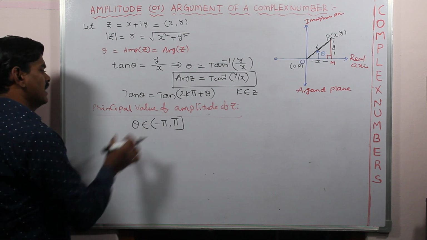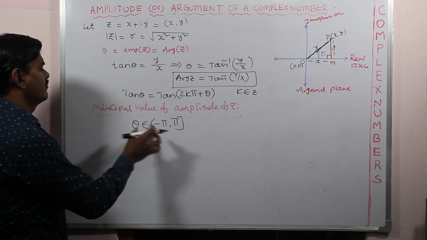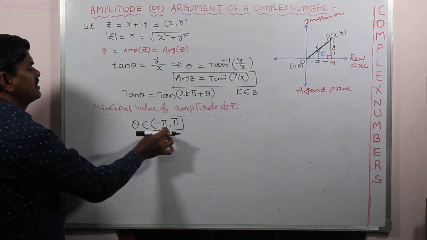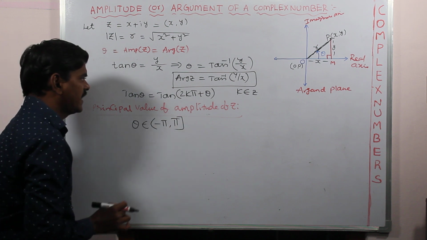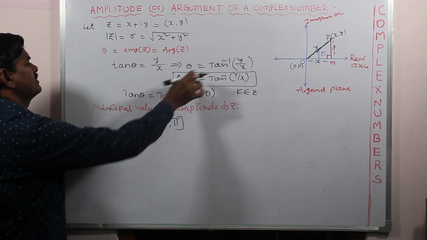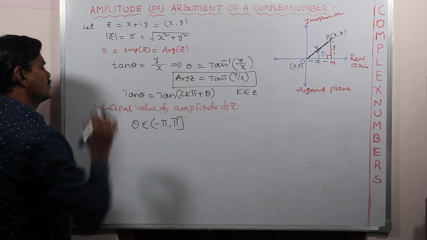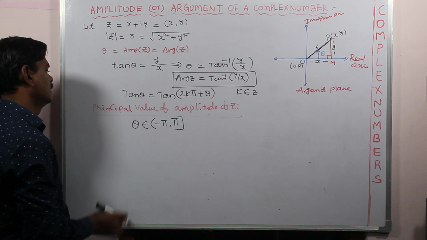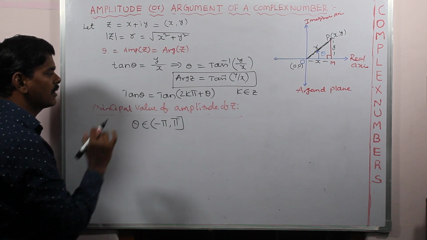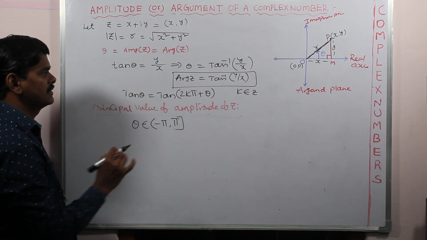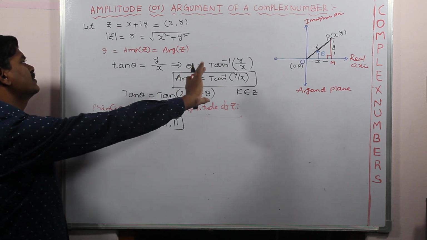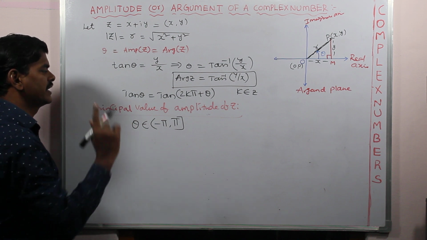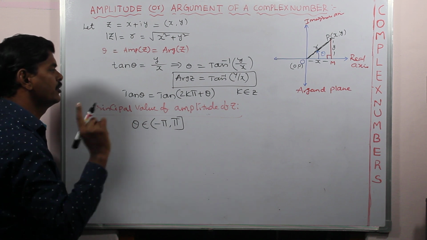Once again I will repeat the definition of principal value of amplitude of z. Theta which is in the range of minus pi to pi and which satisfies tan theta equals y by x is called the principal value of amplitude of z, principal amplitude of z or principal argument of z. That means amplitudes might be infinite values, but principal value of amplitude is unique.